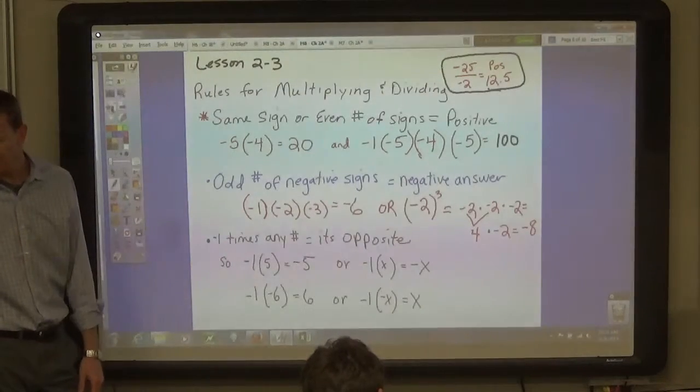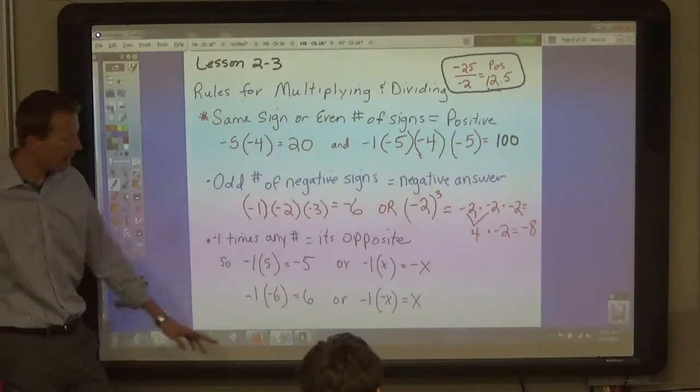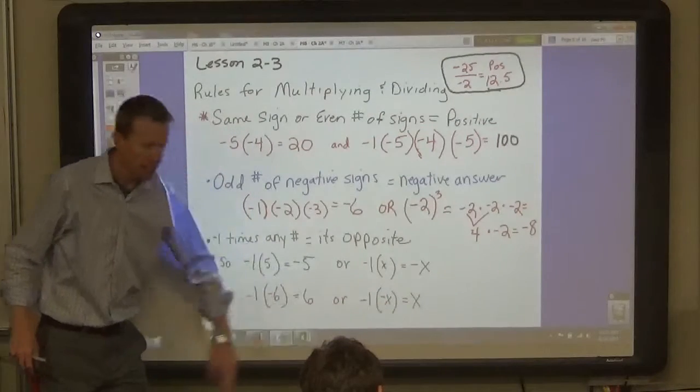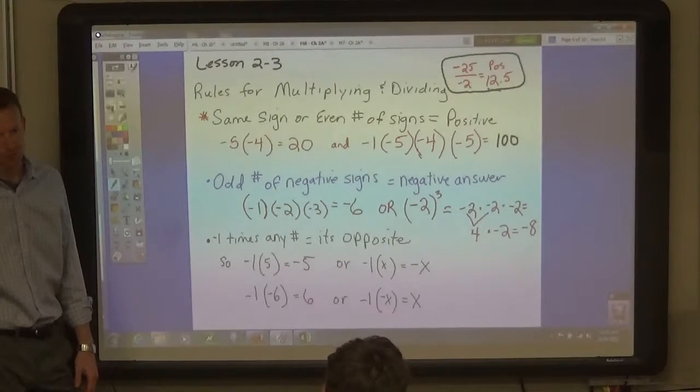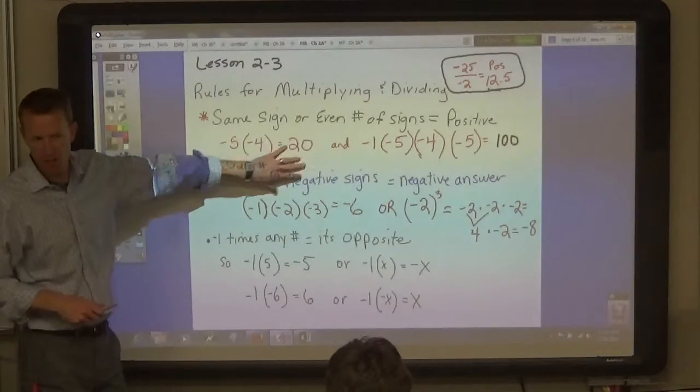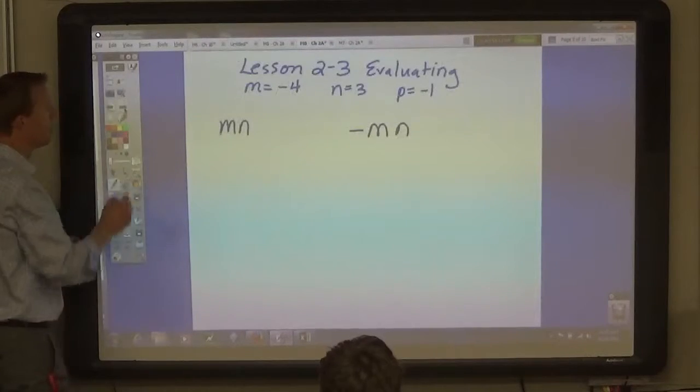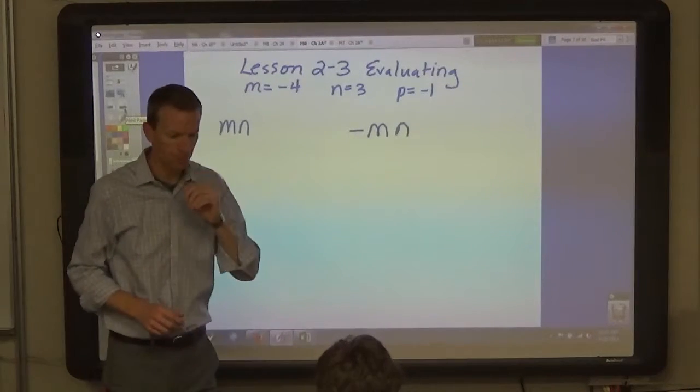Does that make sense? So it's always its opposite. Whatever you're starting with, if you multiply it by negative 1, you get its opposite. Okay? You all have these notes? All right, let's go to some of the things we're doing today.